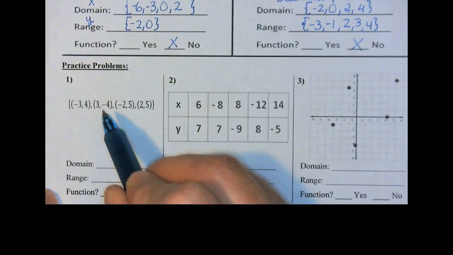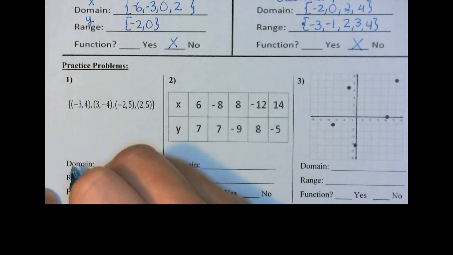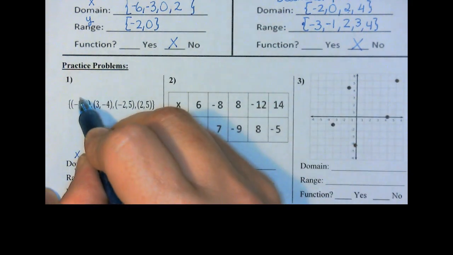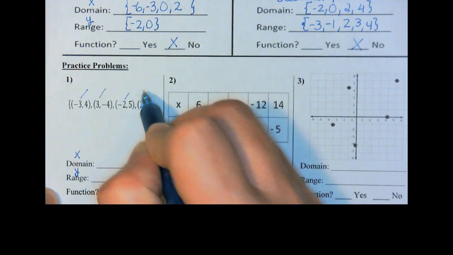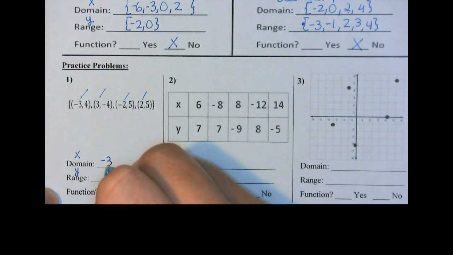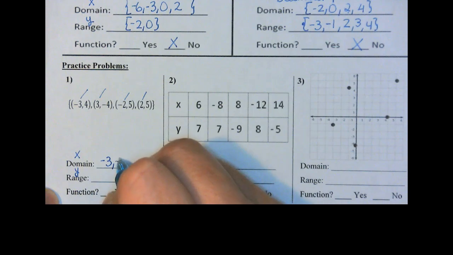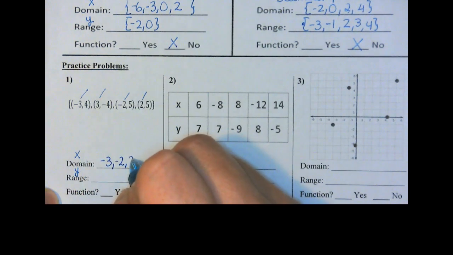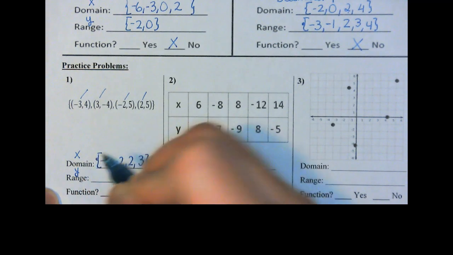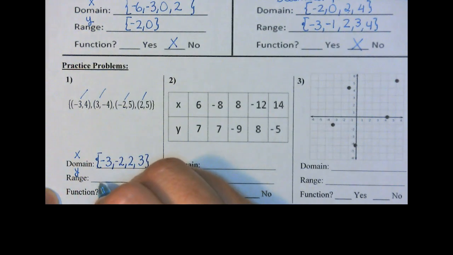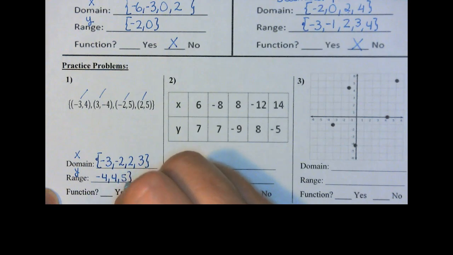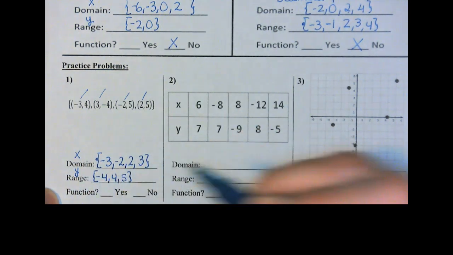Welcome back. So you had a chance to try these problems, and so let's see if you did it correctly. Remember, domain is x, range is y. For the domain, you look at the first value in each parenthesis, and you write in numerical order. So the smallest value is -3, followed by -2, followed by 2, and 3. So there we go. And then for the range, you're going to have -4, 4, and 5. And if you notice, the 5 repeats, but you just write it once.